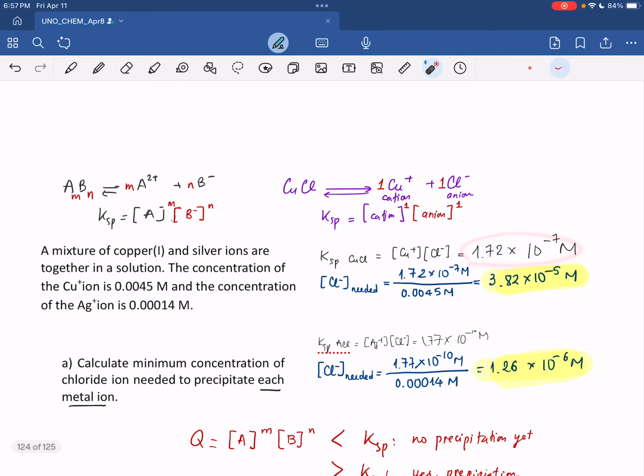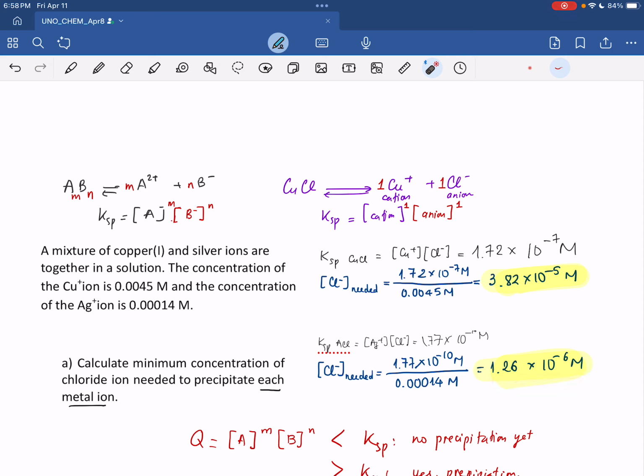Okay, so we can see that the minimum concentration of chloride needed, we can find it by having this product divided by the concentration provided from the problem statement here. So this is at least the chloride concentration that we need in order to precipitate the copper ion in the solution. And then we do the same thing for the silver chloride. Then this is the concentration of the chloride needed.